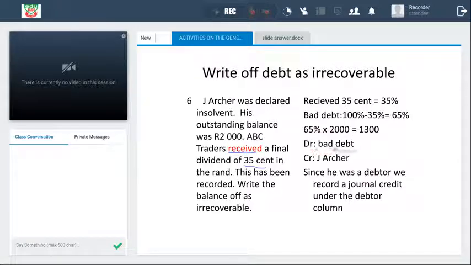So we are going to debit the bad debt and credit J. Archer, since it's a debtor that we will never see again. So we credit him to cancel him off from our books. So we also go to the debtors control column, and we credit the debtors control column, which we call the journal credit. So it's going to reduce the debtors control account. Remember, the debtors control account is a summary of every transaction that occurs in the individual debtors ledger.